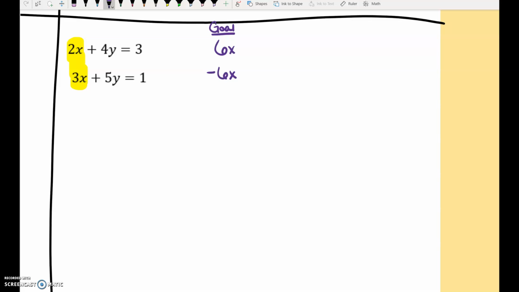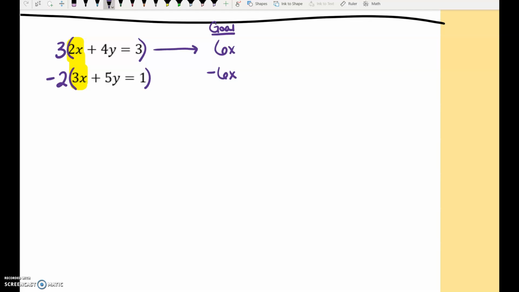How do I make 2x become 6x? We'd have to multiply by 3. How do I make the bottom 3x become negative 6x? Multiply by negative 2. Okay. So 3 times 2x is 6x. That's what we wanted. 3 times 4y is 12y. 3 times 3 is 9.